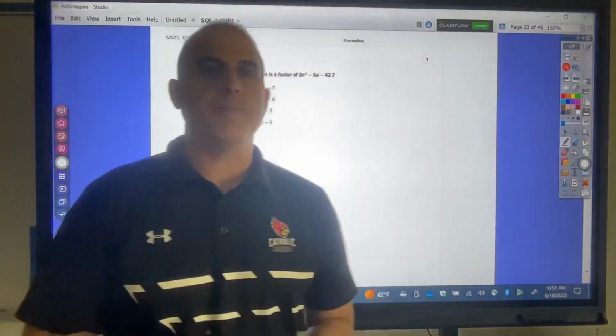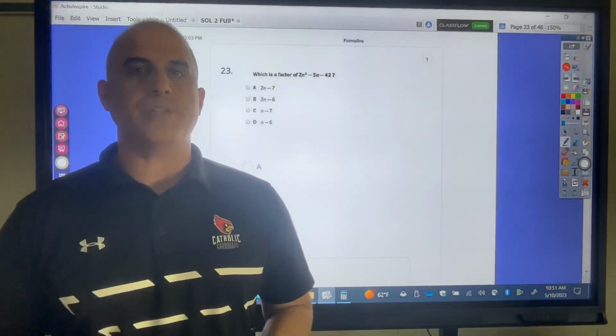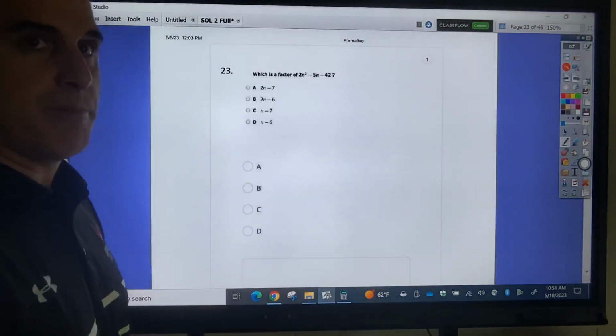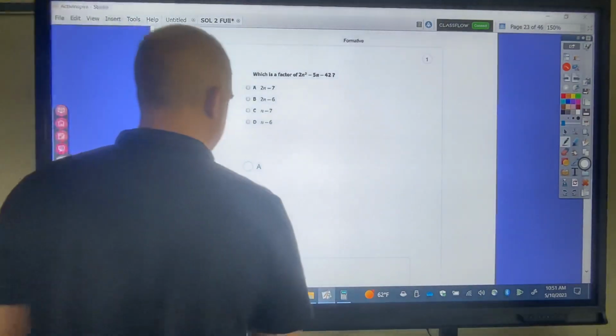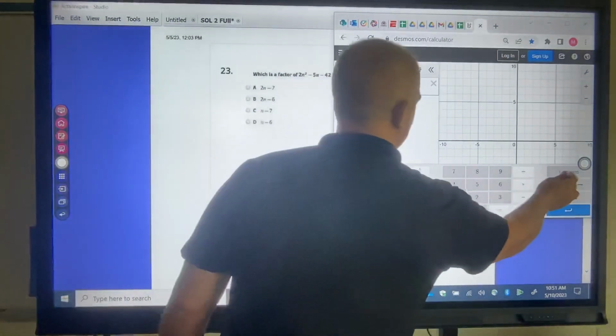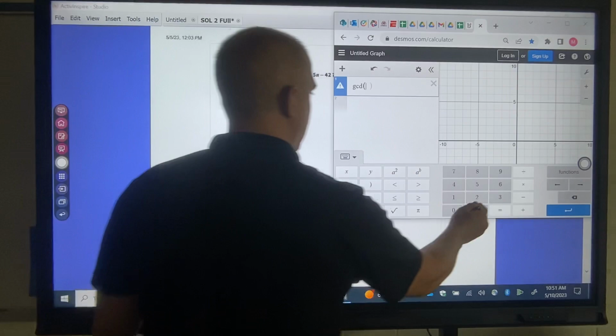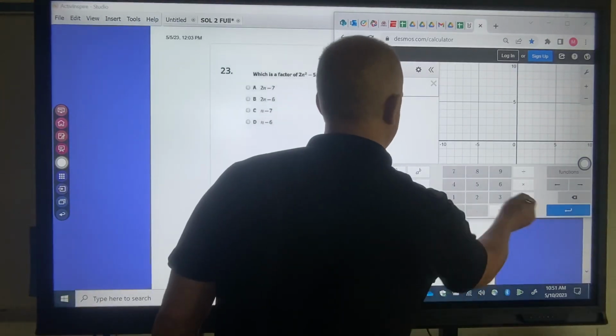Okay, this is going to be the level 2 questions for practice test 2. These are all questions you should do with a paper and pencil. These are the factoring questions. So what you want to do is go to functions, GCD, type in 2, -5, -42.